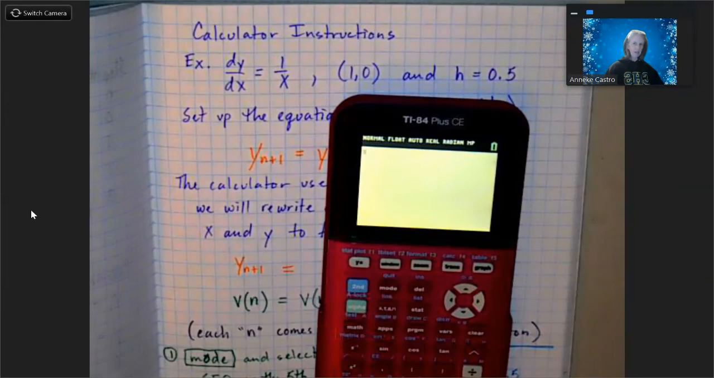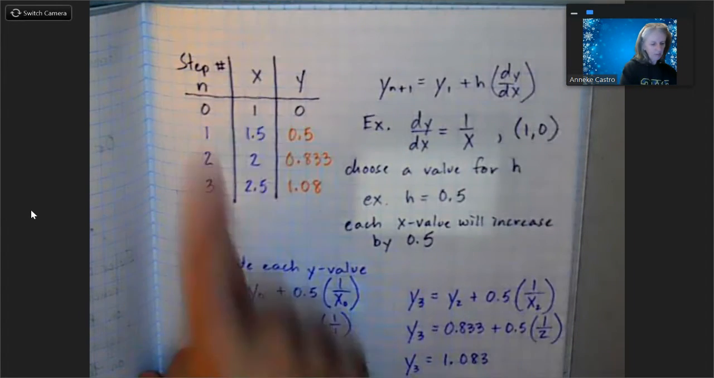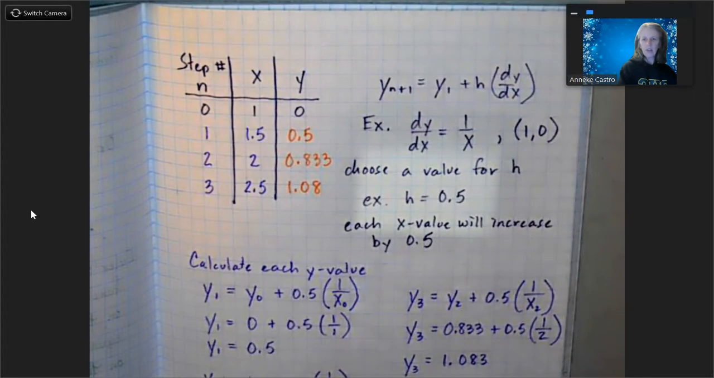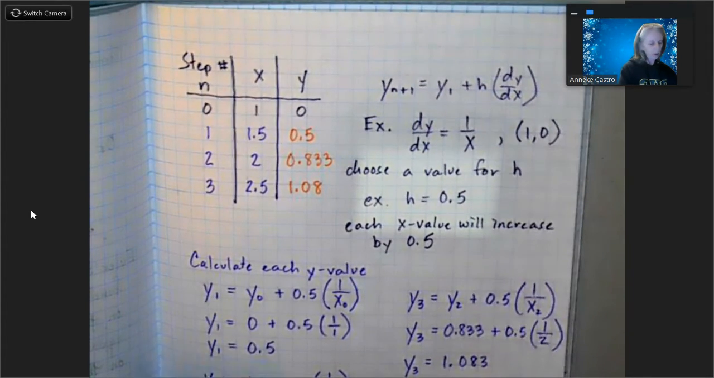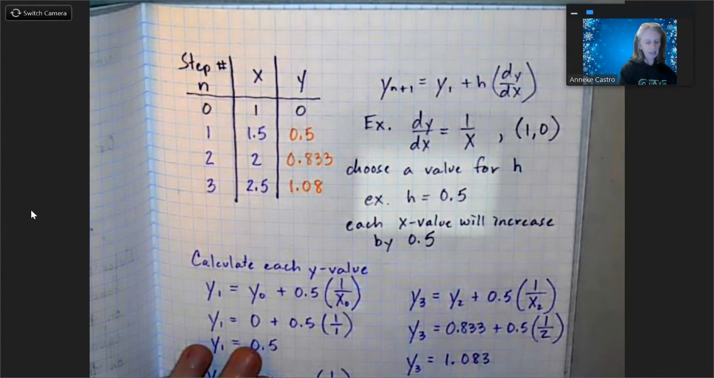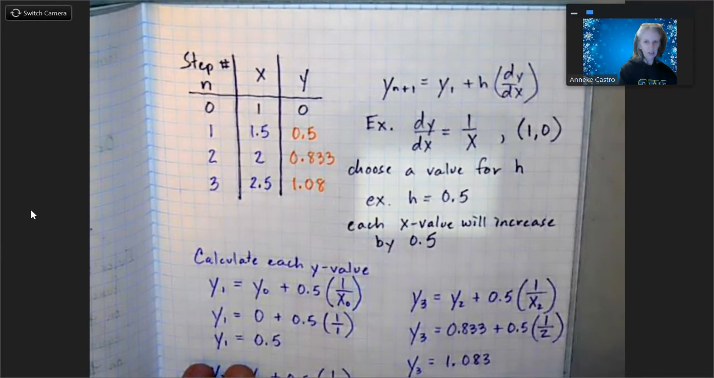Okay, here come the calculator instructions for what we just did manually. We just finished filling in this table by using our formula over and over again. So now we're going to learn how to put this formula with this information into your graphing calculator so that you can get these values without doing all the crunching yourself.